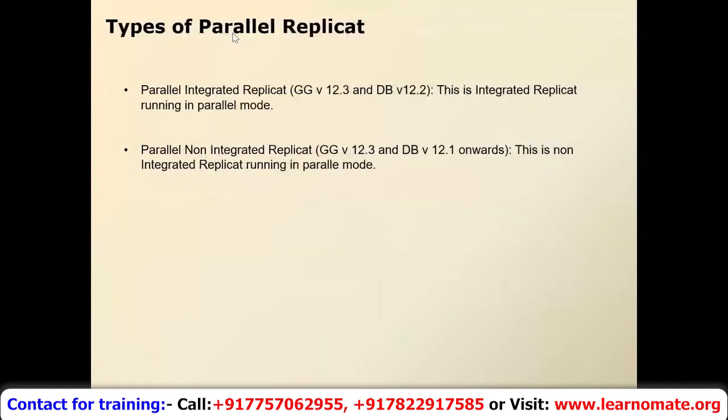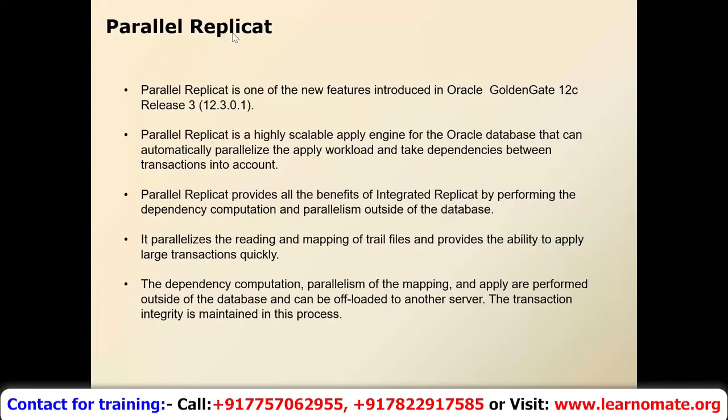Oracle GoldenGate parallel replicate has been introduced from GoldenGate version 12.3.0.1. GoldenGate performance is basically dependent on the type of extract and replicate you are using. With the introduction of integrated extract and integrated replicate, the performance of GoldenGate improved significantly. Now with the introduction of parallel replicate, the performance of Oracle GoldenGate has gone to the next level. It is one of the replicates of the Oracle GoldenGate environment.